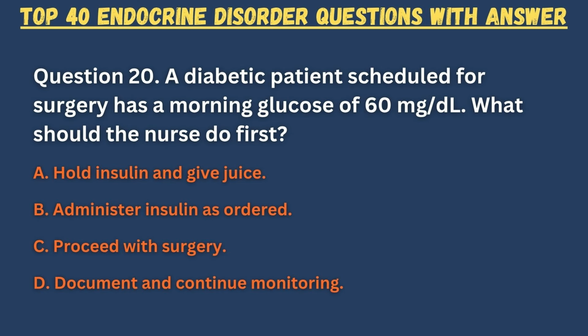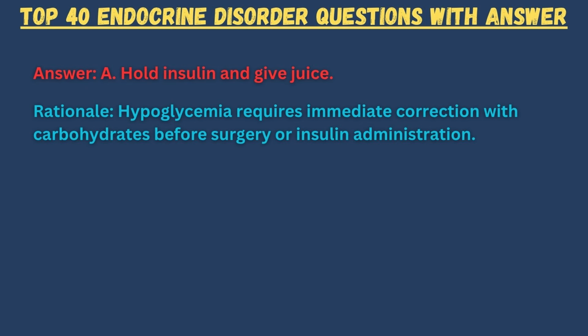Question 20. A diabetic patient scheduled for surgery has a morning glucose of 60 milligrams per deciliter. What should the nurse do first? A. Hold insulin and give juice. B. Administer insulin as ordered. C. Proceed with surgery. D. Document and continue monitoring. Answer: A.